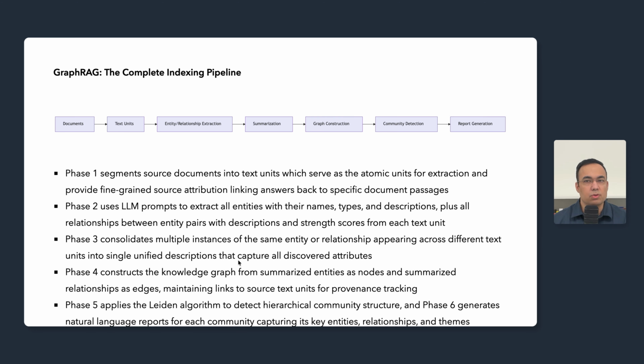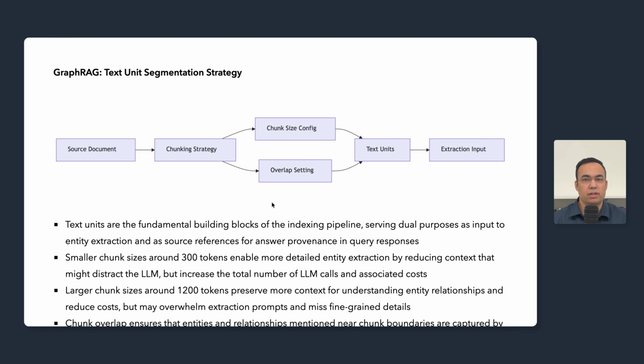Now let's look more closely at the first phase, which is text unit segmentation, because it has significant implications for both extraction quality and indexing cost. Now let's talk about text unit segmentation and why the chunking strategy you choose here has significant implications for your GraphRAG system. Text units are the fundamental building blocks of the indexing pipeline.